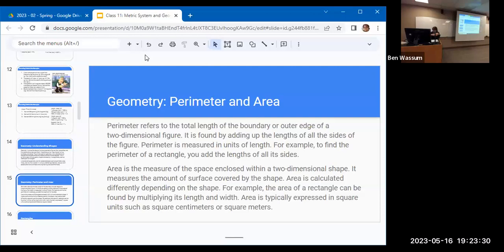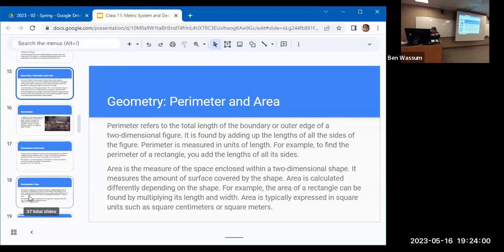Area is the measure of the space enclosed within a two-dimensional shape. It measures the amount of surface covered by a shape, essentially. Area is calculated differently depending on the shape. Area of a rectangle is the easiest example because you multiply its length and width together. Area is typically expressed in square units, such as square centimeters or square meters, or square feet, or square miles, or whatever really you feel like.